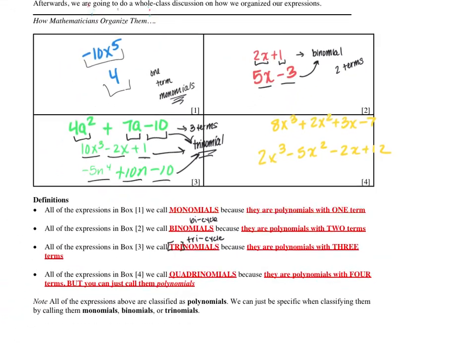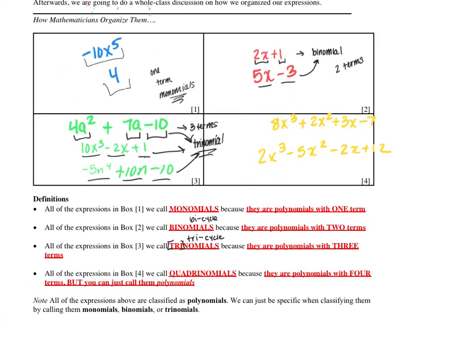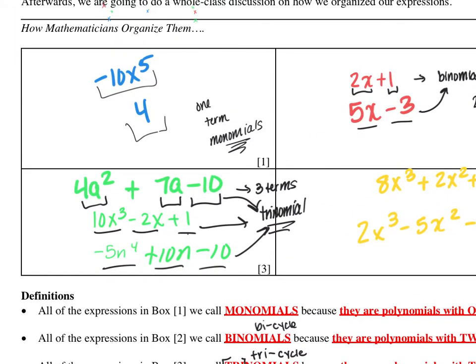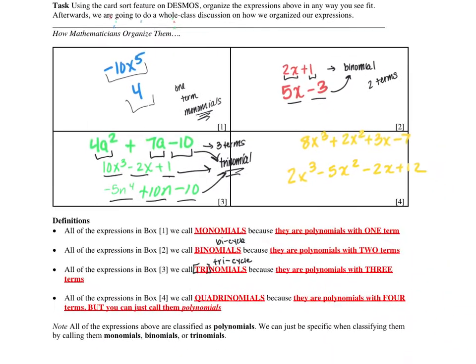And then last but not least, the expressions in box 4, you don't need to know this. They are called quadrinomials because they are polynomials with just 4 terms. But you can just call them a polynomial, because you don't need to tell me that they're a quadrinomial. You'll never need to know that. If you ever see a 4-termed expression, you can just write polynomial. There's no need to be specific. Typically, a word bank will be provided for you on a quiz or a test or a homework assignment, so just make sure that you use the correct words. I'll mainly be staying with box 1, box 2, and box 3, so those 3-termed, 2-termed, and 1-termed expressions.